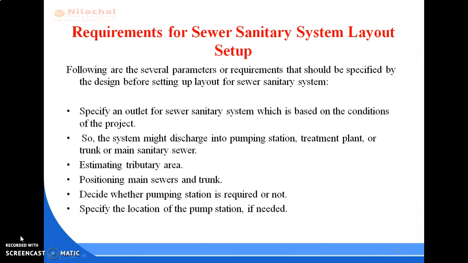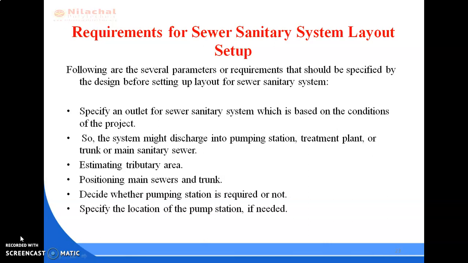Following are the several parameters or requirements that should be specified by the designer before setting the layout for a sewer sanitary system. So, the first requirement is to specify an outlet for the sewer sanitary system, which is based on the conditions of the project. The system might discharge into a pumping station, treatment plant, or trunk or main sanitary sewer.